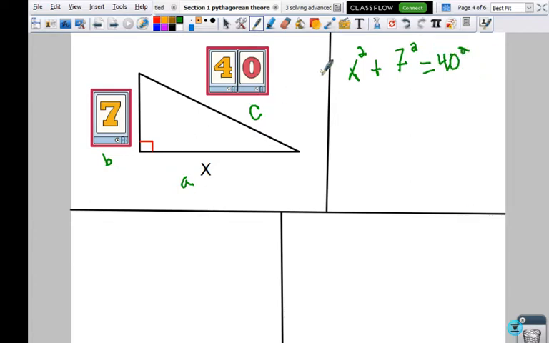So I got it set up. I still have to go through and solve. Before I do anything else, I'm going to square the 7 and the 40, because if you don't, you can confuse yourself and get the wrong answer. So I got X squared plus 7 squared is 49, and it's going to equal 1,600.